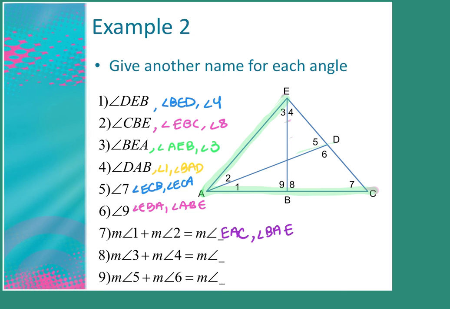All right, 3 and 4 would be this top angle here. So that would be angle AEC or angle CEA, or you could use D: AED, DEA. All of those would be fine. And 5 and 6 would be this straight angle here, which would be EDC or CDE.